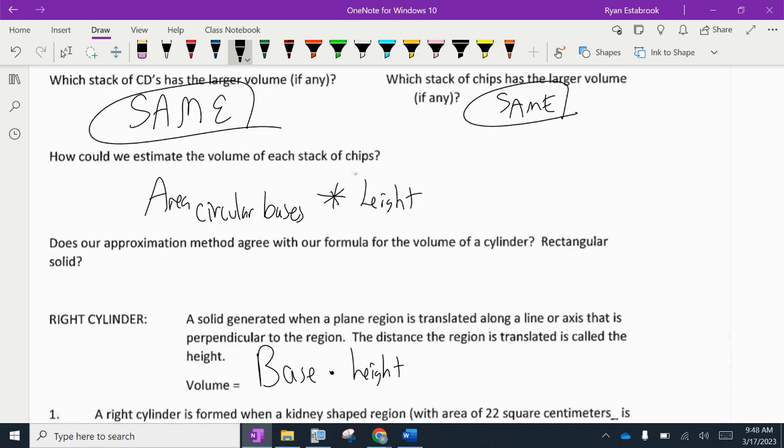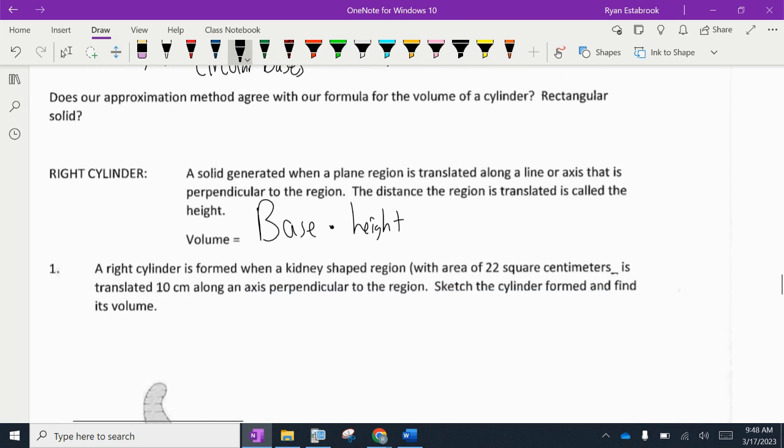We've been talking about finding a lot of areas. For area, you take the representative rectangle, you move it across the region, you add all of those rectangular areas together to get the total area. For the shapes we're talking about now, you find the area of a base and you multiply it by the height of the base. You're dragging it along an axis.